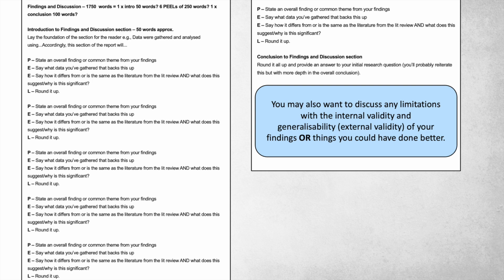Then you need to state whether this finding aligns with or deviates from the literature in your lit review. And then more importantly, the critical perspective. What does this suggest to you? And why is this finding significant? Then you need to wrap everything up with a link sentence that states how this finding contributes towards answering your research question.